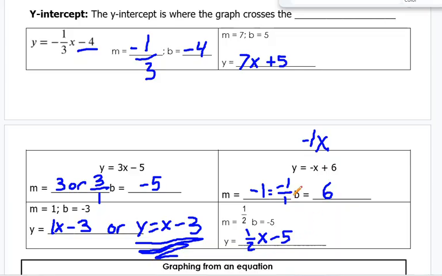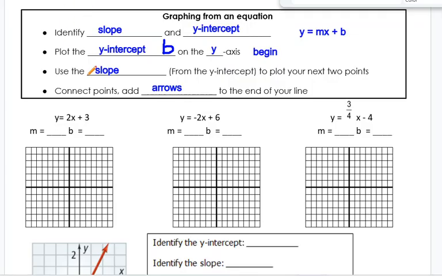Your m equals your slope. Your b equals your y-intercept. Okay, so how do we graph an equation? When you're given an equation in slope-intercept form, y equals mx plus b, the first thing you have to do is identify your slope and identify your y-intercept. That's the two most important parts, right?